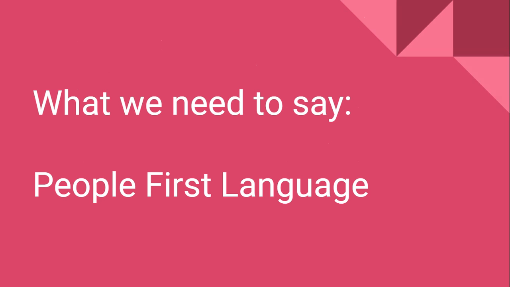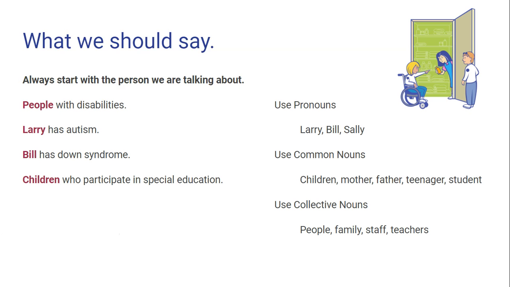So what we actually need to say is to follow People First language. What does that mean? Well, we should always say people with disabilities, or Larry has autism, Bill has Down syndrome, or children who participate in special education. As you can see, we put the person first before we put the disability.